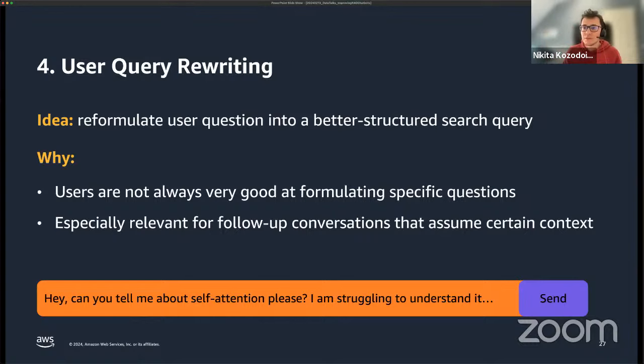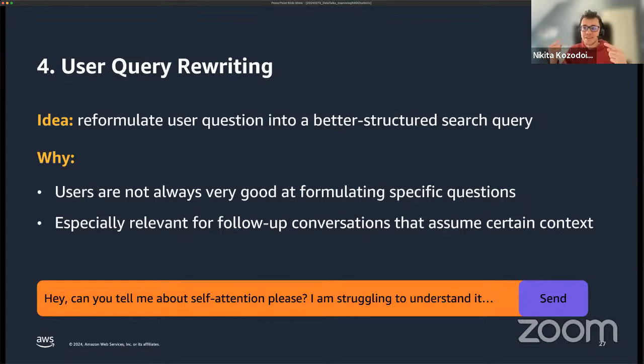Then the system provides some kind of an answer, and then I'm asking, what about attention? Or what about self-attention? So this is not a full question, because it is based on the context of the previous conversation. The problem is that if I just take the question, what about self-attention? Or if I just take the question, hey, can you tell me about self-attention? I'm struggling to understand it. I would like to learn about it.